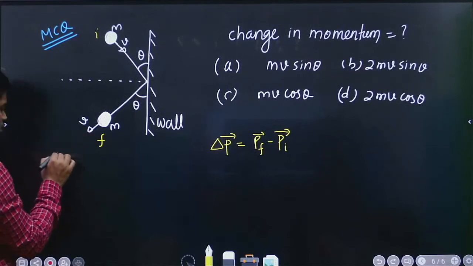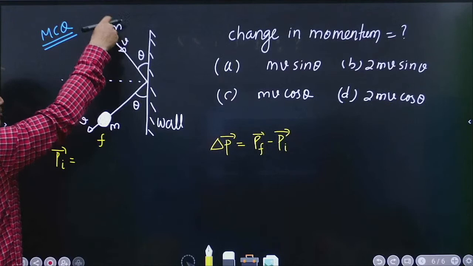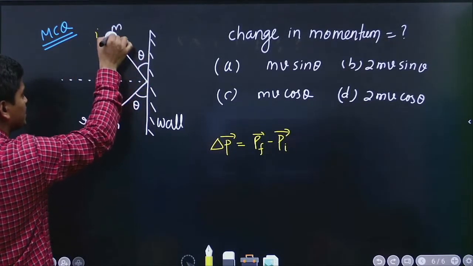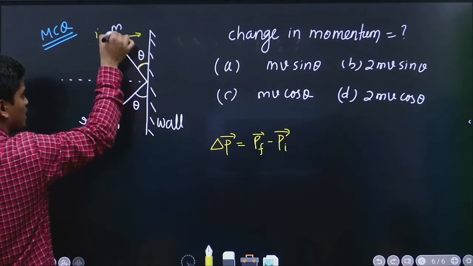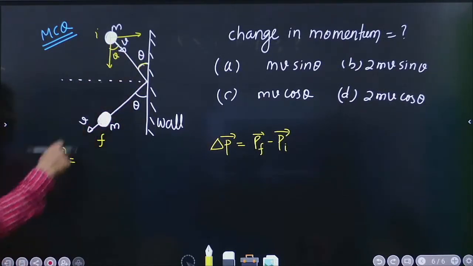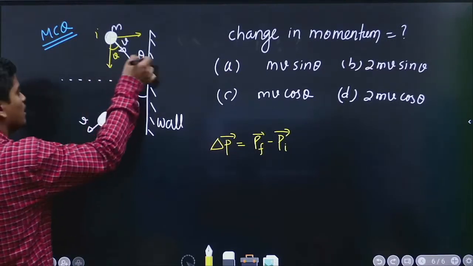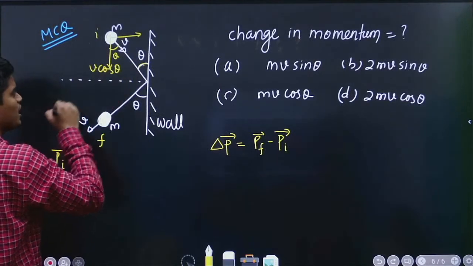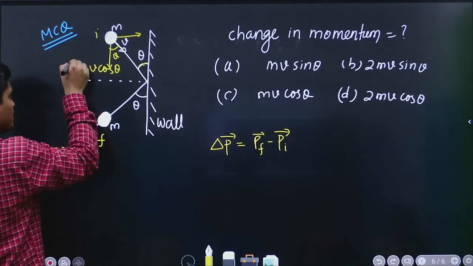Now what is your initial momentum? See, first it is coming with mv like this. Now if this angle is theta, draw one vertical here. Then this angle is also theta, by the alternate interior angle. Now this is your v cos theta, vertically downward, so it is in the j direction, so it is minus j direction.